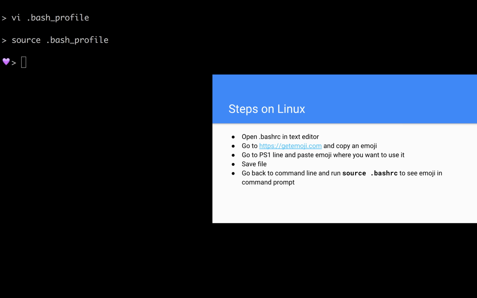And on Linux, you would open up the .bashrc in a text editor, and then since there's no way to automatically pull up an emoji picker on Linux, you would go to getemoji.com and copy an emoji from there, and then go into the PS1 line and paste it wherever you want to use it, and then save the file, and then go back to the command line and run source .bashrc.